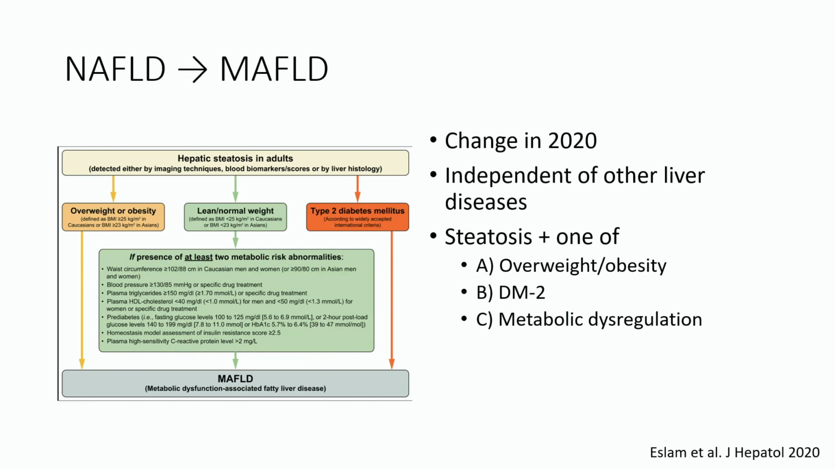Importantly, there has been a nomenclature change in 2020 from non-alcoholic fatty liver disease to metabolic dysfunction associated fatty liver disease. I use NAFLD in places simply because a lot of these slides will have NAFLD rather than MAFLD, and really it's to have clear criteria to demonstrate independence from other liver diseases. So if you've got steatosis and you're overweight or obese, or you've got steatosis and you're diabetic, either of those would be classified as MAFLD. Similarly, if you are lean or normal weight but have steatosis and 2 metabolic risk factors, then you qualify.